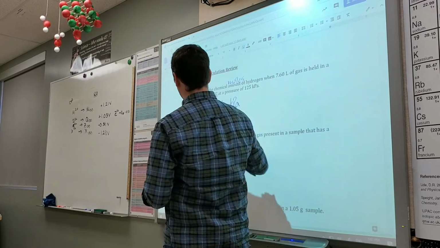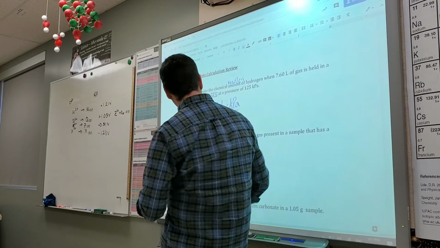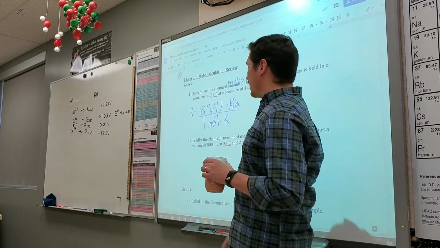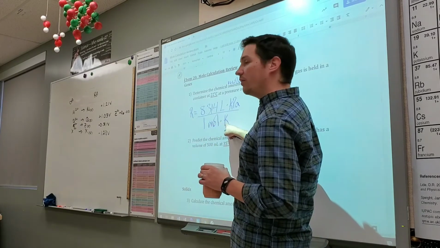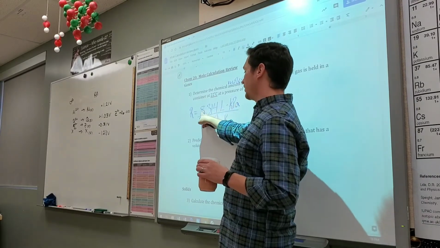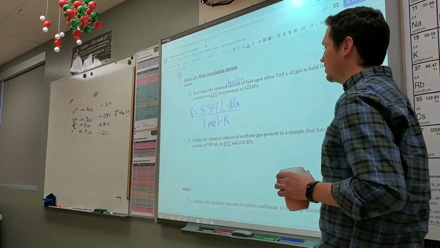Kilopascals per 1 mole Kelvin. What that means is if you had 1 mole at a temperature of 1 Kelvin and a pressure of 1 kilopascal, it would take up a space of 8.314 liters. That's basically what it means. That's what this constant means.